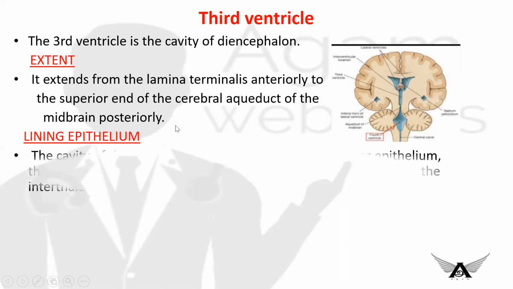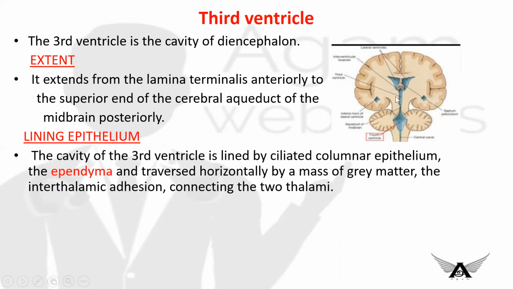So the extent is also important. It extends from the lamina terminalis anteriorly to the superior end of the cerebral aqueduct. The cerebral aqueduct connects the third ventricle to the fourth ventricle. Lining epithelium: this one is also lined by the columnar ependymal cells. See, all the ventricles are lined by the columnar ependymal cells.